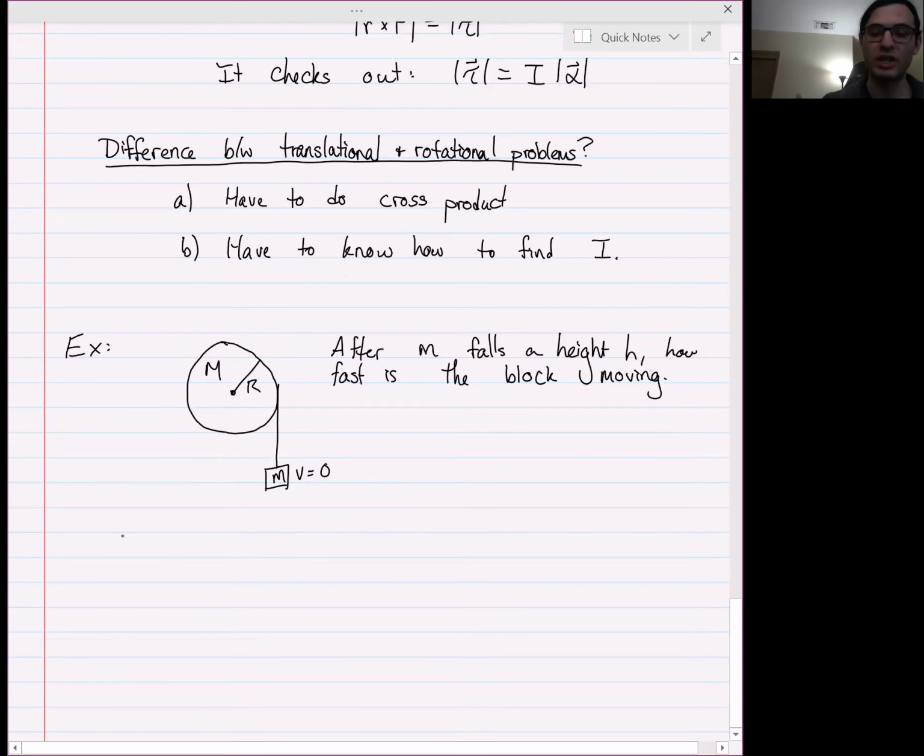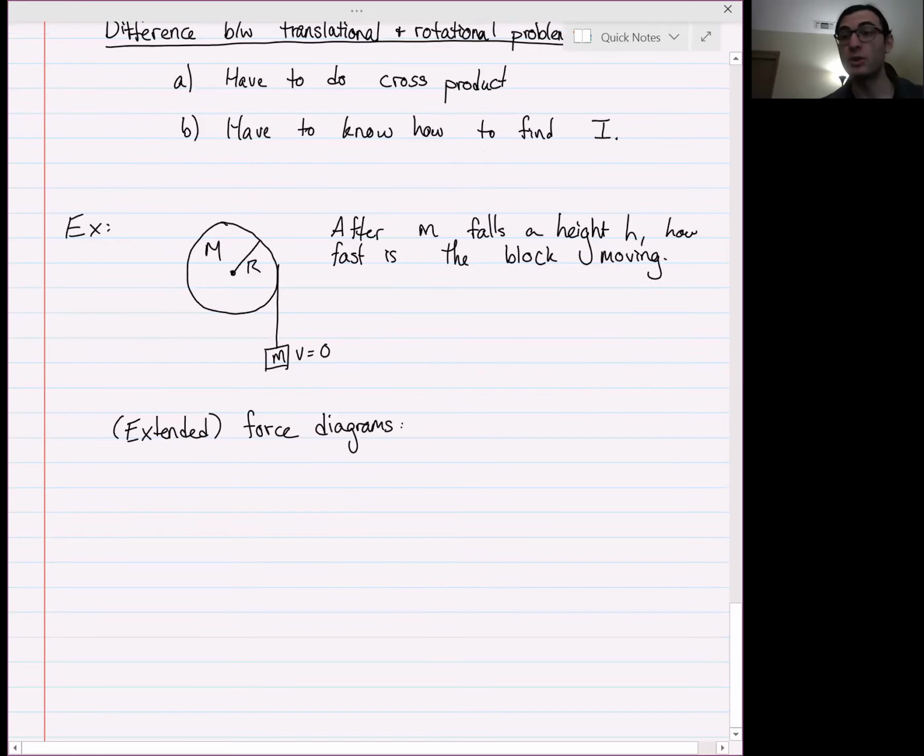So to do that, we need to draw extended force diagrams. These are basically regular force diagrams, except now it matters where you put the force. There are two objects here: the spool and the block. The spool certainly has a force downwards, a tension force downwards on the right. Now, it's connected to this central axis at the center, and so there'd be a normal force holding it up.